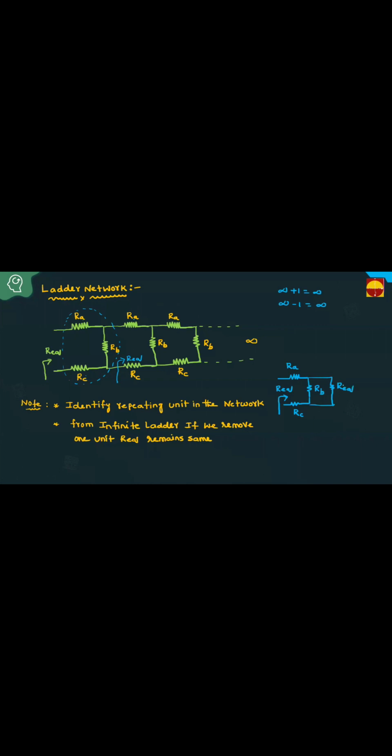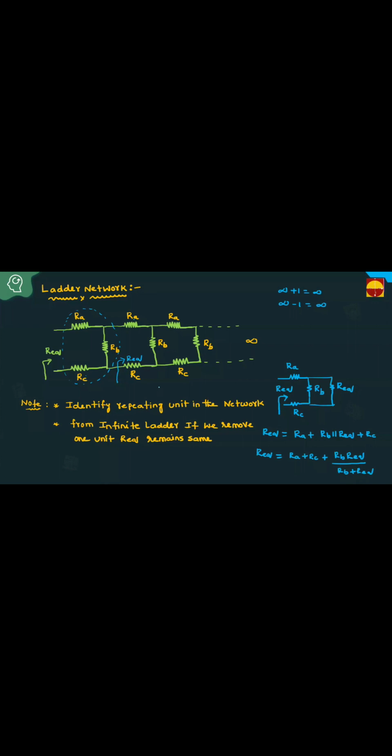Finally, how to find the R equivalent? Then from this, what is R equivalent? This is the procedure to solve the ladder network. What is R equivalent equal to? RB and R equivalent are in parallel. Shall I write it like this? RA plus RB in parallel with R equivalent, plus RC. Then you have to simplify this. R equivalent equals RA plus RC plus RB into R equivalent by RB plus R equivalent.